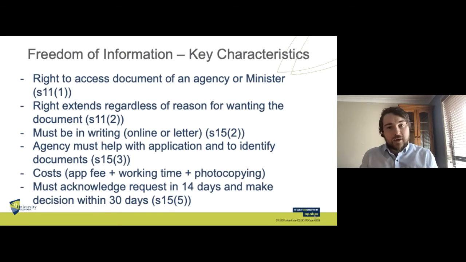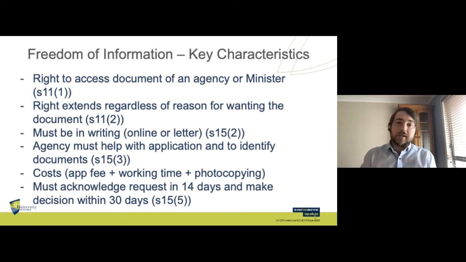So some of the key characteristics of the Freedom of Information Act, broadly, is that Section 11 creates a right of citizens to access any document of an agency, so say a government department or a minister. And what's important under Section 11, subsection 2, is that that right extends regardless of the reason for wanting the document.